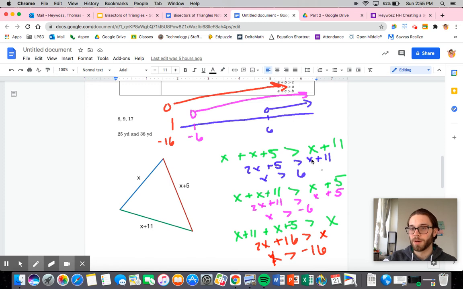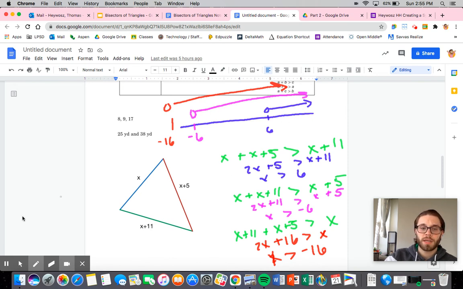Well, they're only true when we have x is greater than 6, because that covers these other ones. If I had negative 11, not going to satisfy this one. If I had negative 3, not going to satisfy this one. So I have to pick this one because this is the only thing that covers all three.